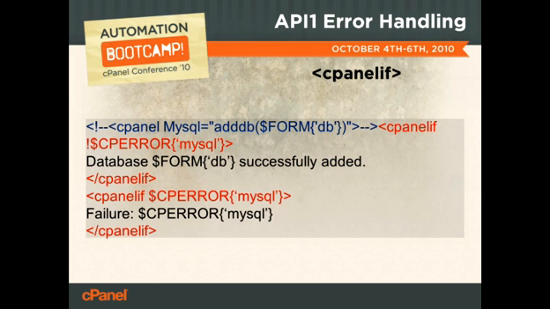So here we're doing cPanel if, not CP error. Then we're going to display that, hey, this addition was successful. Then we're going to do a second one of those cPanel if tags, basically saying cPanel if CP error MySQL, then say, hey, there was a failure, letting you know that something went wrong. And that's really the extreme basics of how API 1 works.